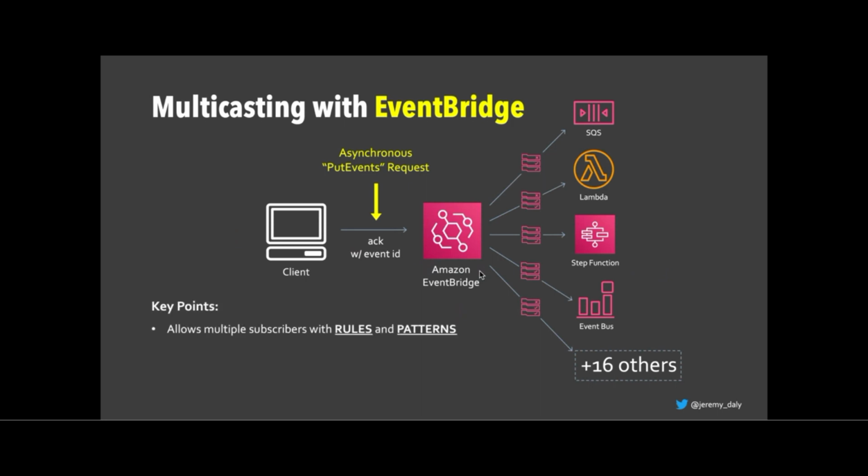So a couple key points here. Multiple subscribers, rules and patterns can be used to determine which ones get triggered. You can forward events to other accounts, which is super helpful if you have maybe different microservices and different accounts, or you've got certain stacks that are separated that way. And then, like we talked about, you get that 24 hours of automated retries.